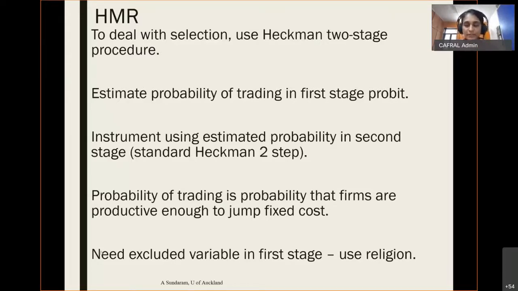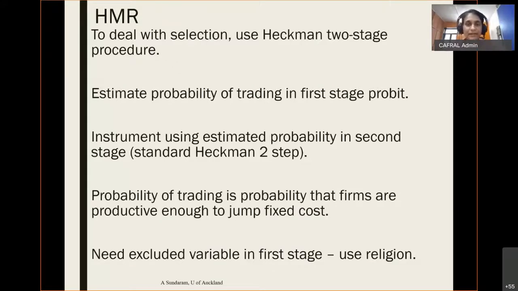Now, those of you familiar with Heckman selection models know that ideally you need an excluded variable in the first stage. So there has to be some variable in the first stage that determines the probability of trading that doesn't belong in the second stage, right? Why is that? Because if you use the same variables in the first stage and the second stage, and you predict from the first stage and put that predicted probability in the second stage, you will run into multicollinearity issues, because they're the same variables that you're using to predict.